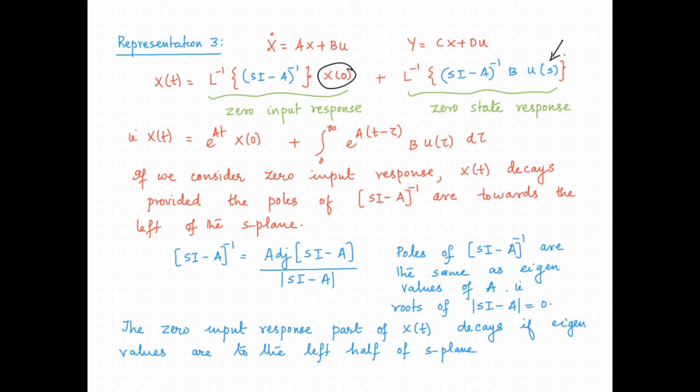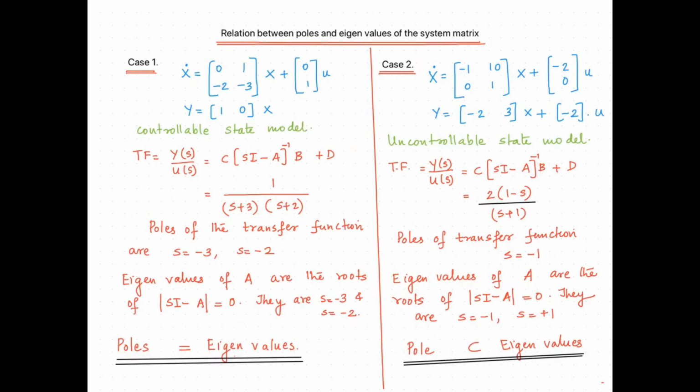So, (sI minus A) inverse is given by adjoint of (sI minus A) by determinant of (sI minus A). The characteristic roots of determinant (sI minus A) equal to 0 are the eigenvalues of matrix A. Hence, we can say the zero input response decays only if the eigenvalues are towards the left half of the S-plane. Here we see the relation between the poles and the eigenvalues of the system matrix.